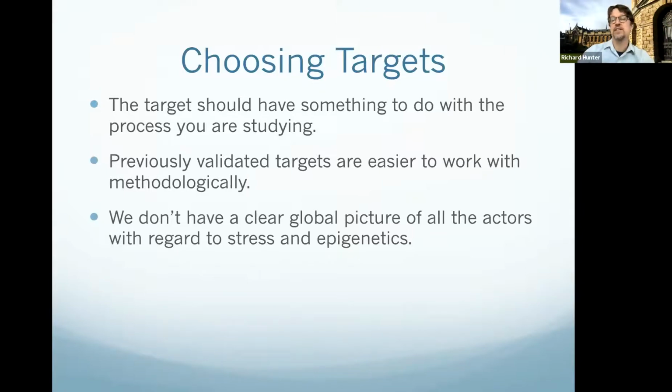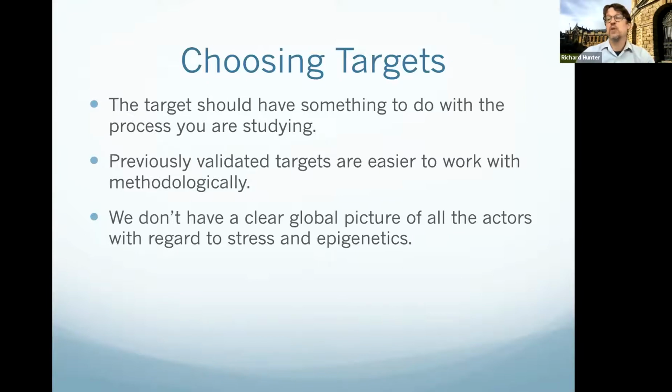And when you're thinking about targets, obviously it should be something that's related to the question you're interested in. If you're interested in inflammation, then looking at glucocorticoid receptor as an anti-inflammatory target would be useful and interesting. Looking at NF-kappa B as a pro-inflammatory target would also be useful. It's easier to work with things that other people have validated before, in part because you can often buy the assays off the shelf as opposed to having to design your own. So that's a methodological concern.